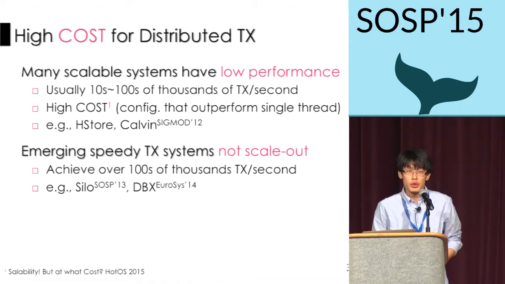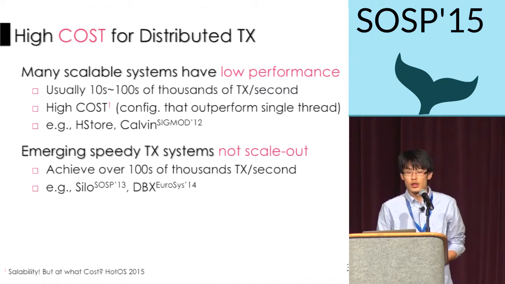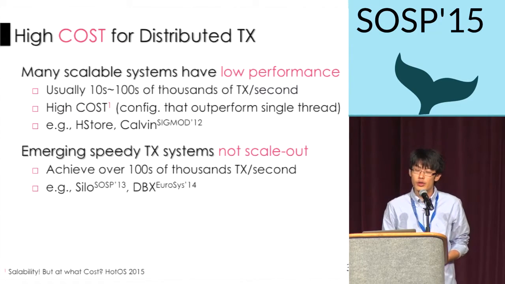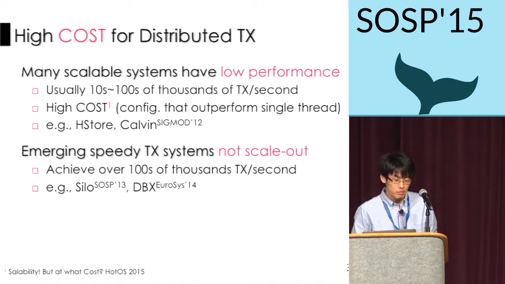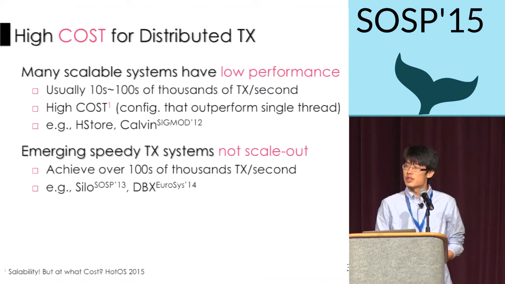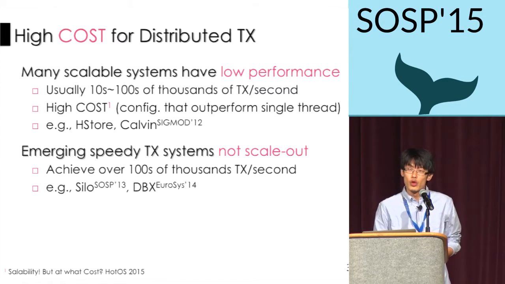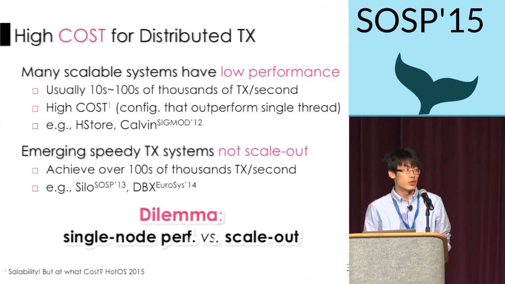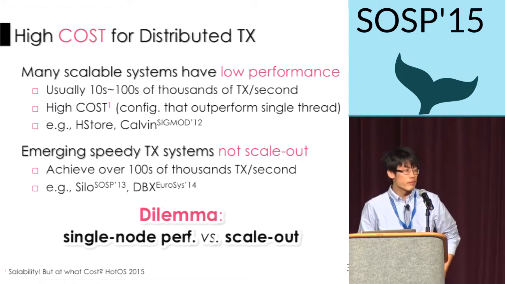For example, they typically execute only 100,000 transactions per second even when using a lot of machines. Thus, they incur a high cost, which means they require a large number of cores to outperform their single-threaded counterparts. On the other hand, some single-machine transactional systems can execute the same amount or more transactions per second, but they are not designed to scale out. This causes a dilemma between the performance of single-node transactional systems and the scalability of distributed transactional systems.